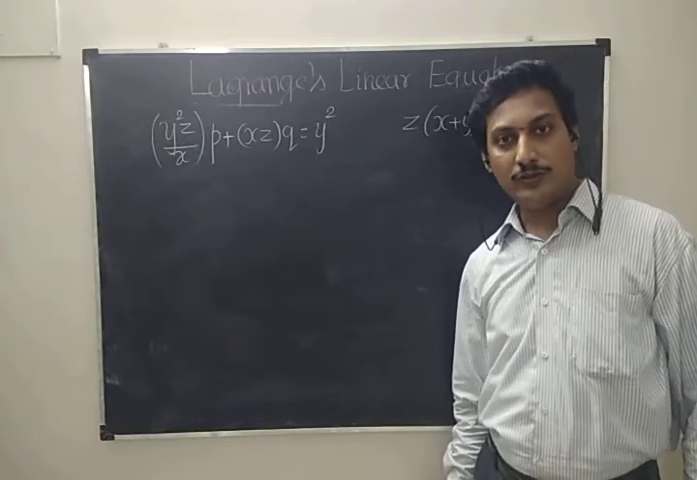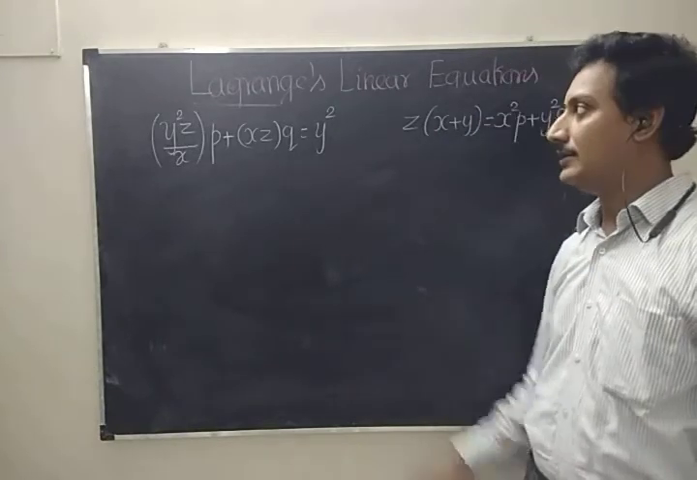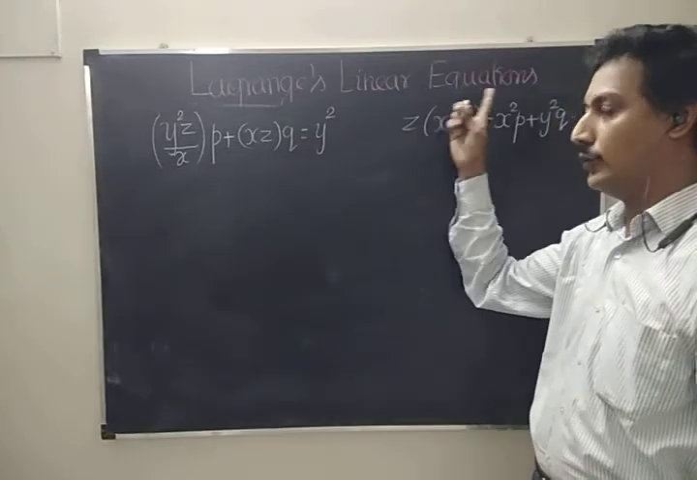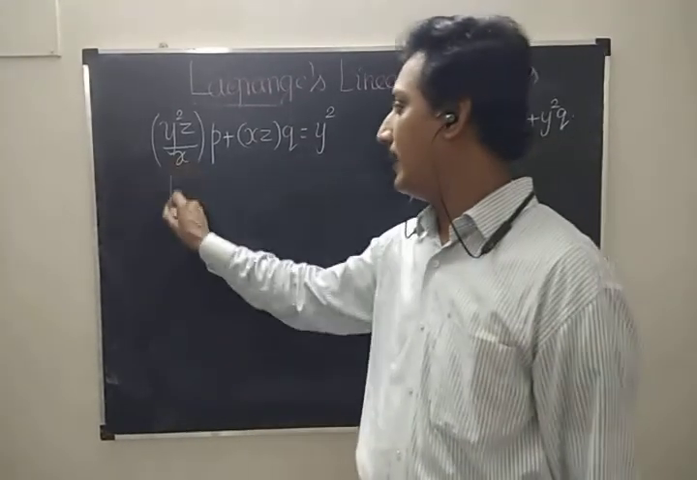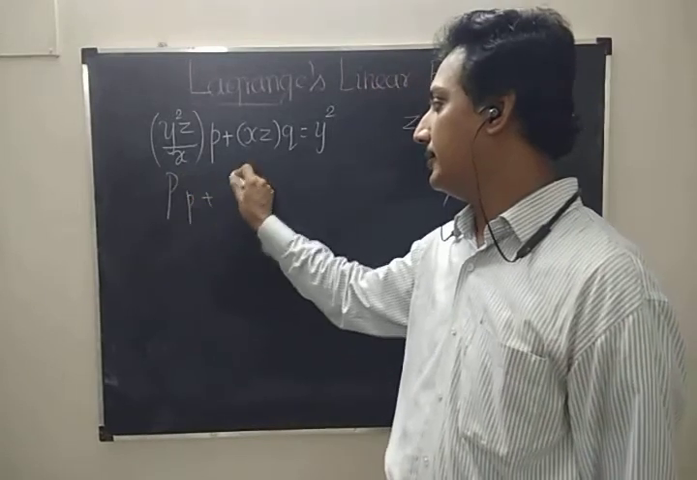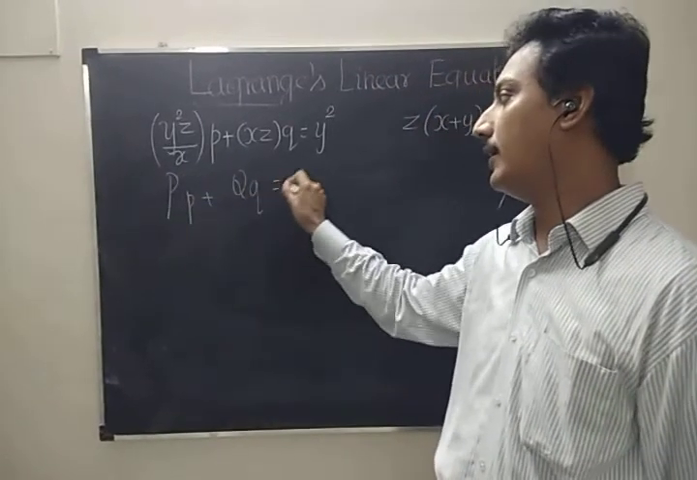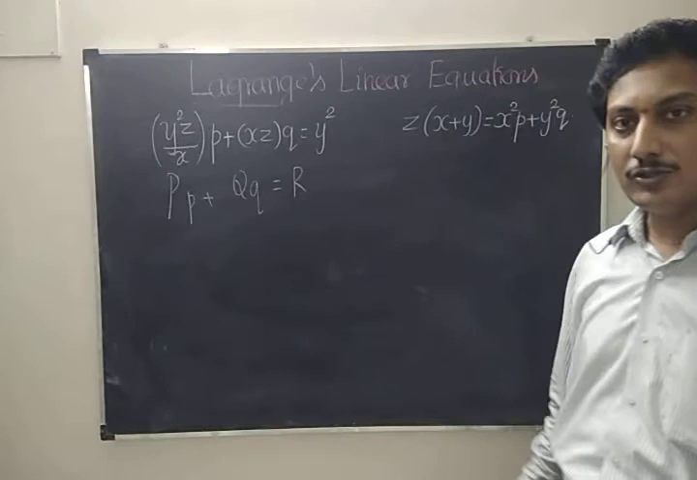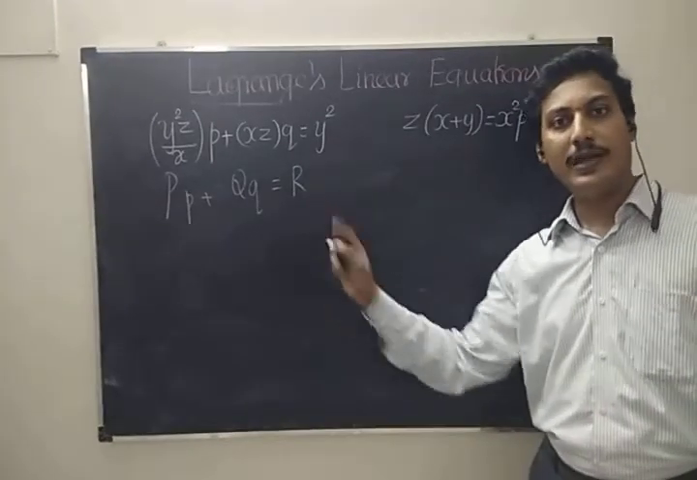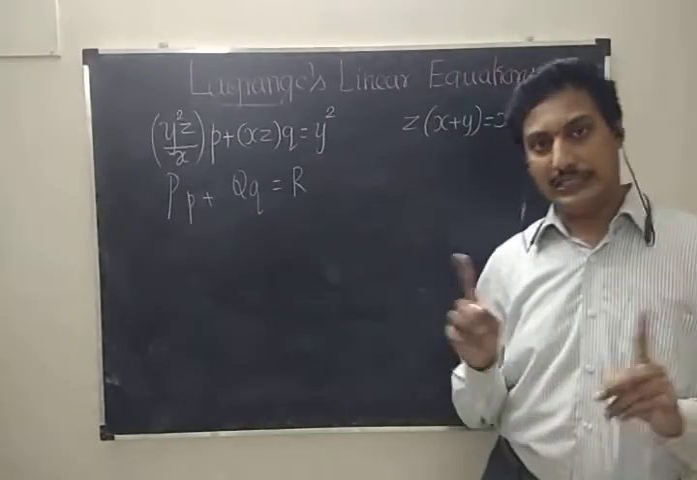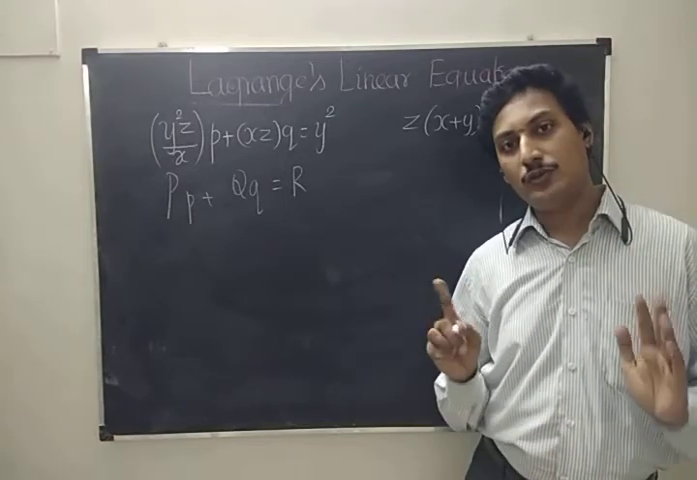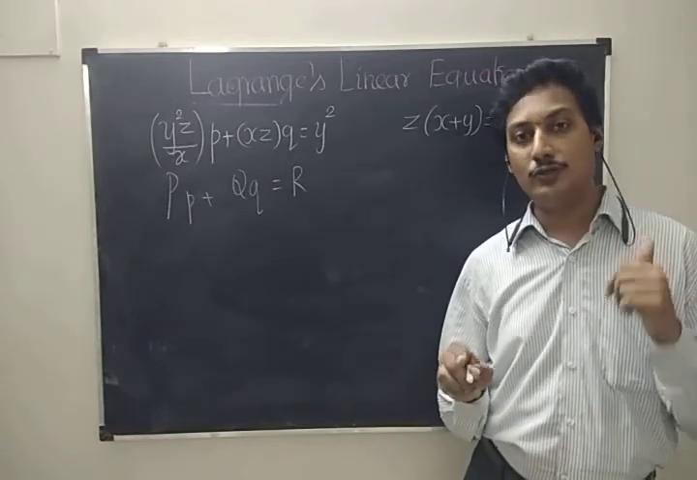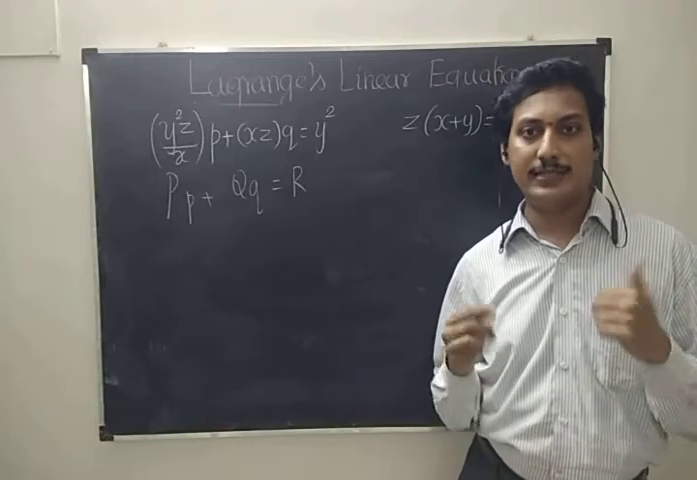I am going to solve two more problems under the Lagrange's linear equation model. What is Lagrange's linear equation model? It is of the format Pp plus Qq is equal to R. I am going to consider two problems in the same pattern, but with two different techniques. Our ultimate aim is to get the two independent solutions from the auxiliary equation.